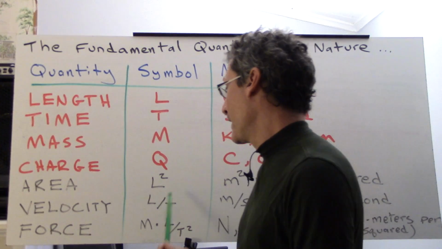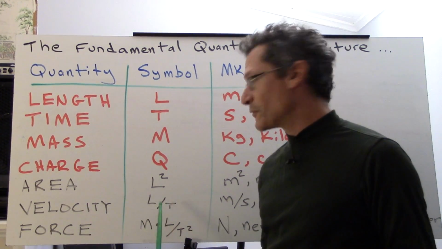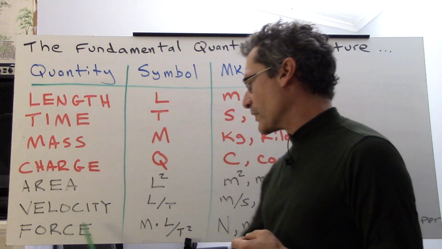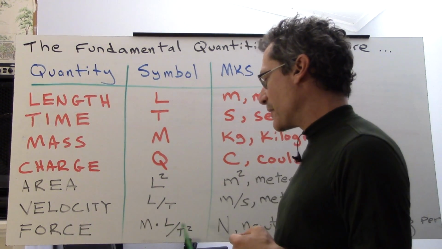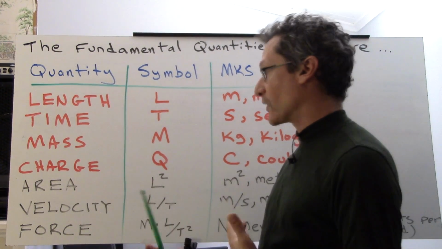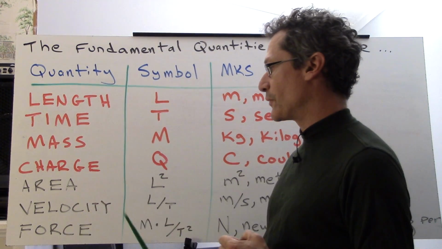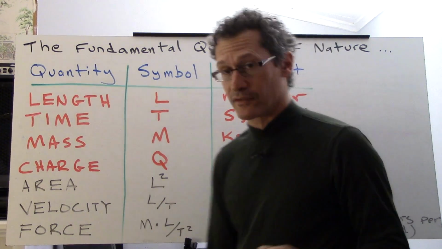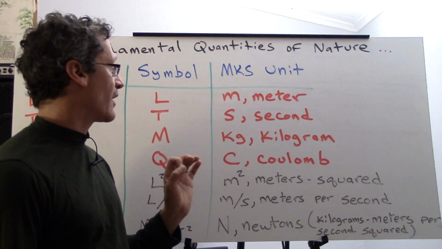Okay? Area, we discussed this before, L squared. Velocity, L divided by T. Force, mass times length divided by time squared. So it's a big compound symbol for representing force. It's these three things combined together in a more complex way.